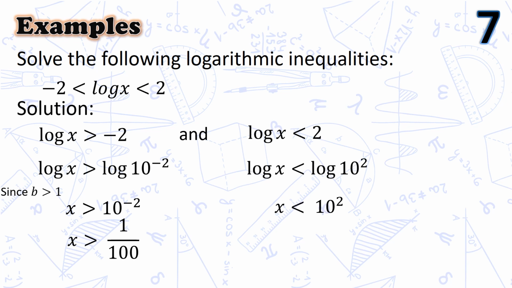In the other inequality, we have the logarithm of x is less than the logarithm of 10 raised to 2. So 2 can be written as logarithm of 10 raised to 2 by inverse property. And then we have x is less than 10 raised to 2. And 10 raised to 2 is 100. Therefore, x is less than 100. Hence, our solution will be x is greater than 1 over 100 but less than 100.